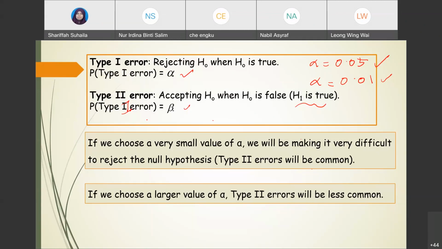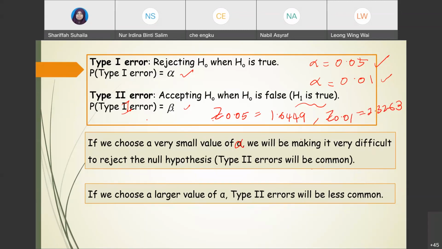Okay. So next, so if we choose a very small value of alpha, we will making it very difficult to reject the null hypothesis. Okay, so katakan alpha 0.01 dengan alpha 0.05. So katakan saya ambil, okay, Z 0.05, kita ada 1.6449 from the stats table. So kalau Z 0.01, you will have 2.3263. Itu dia punya value dia.